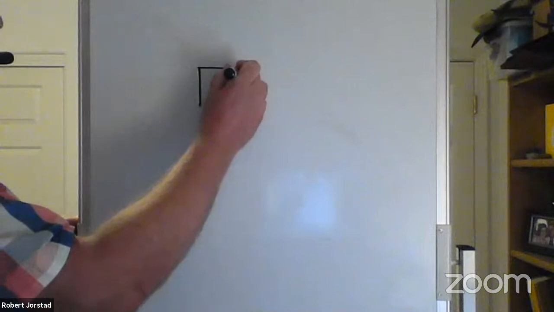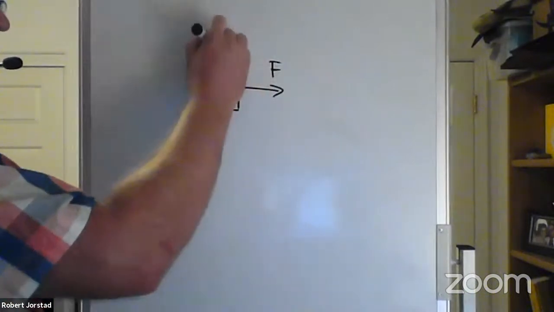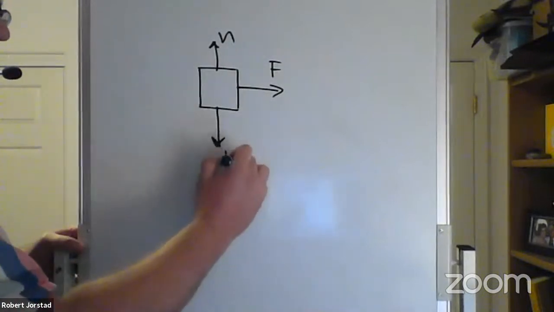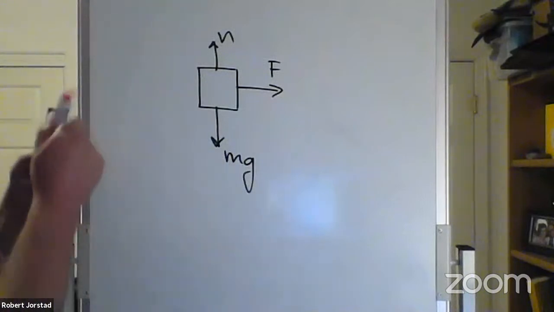Take a look at this. I've got a block here. Let's say there's a force this way, there's a normal force this way, and there's mg. Let's just say these are the forces. I hope you agree this thing would accelerate to the right.